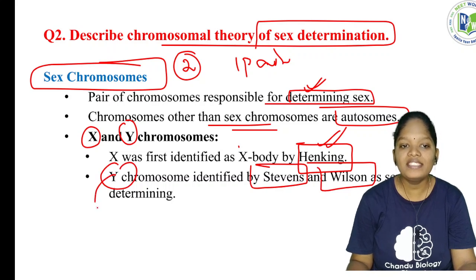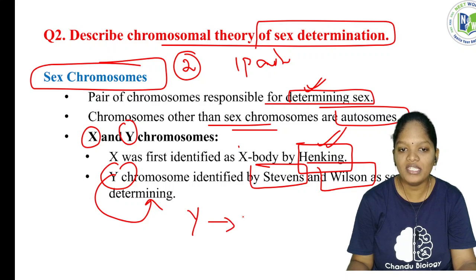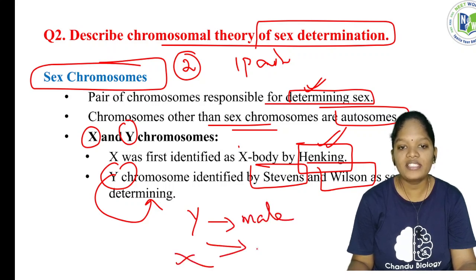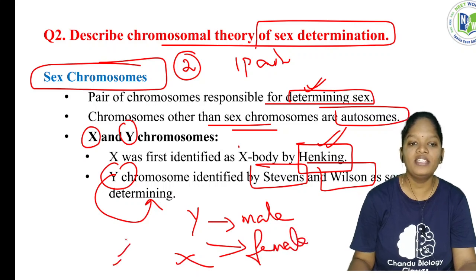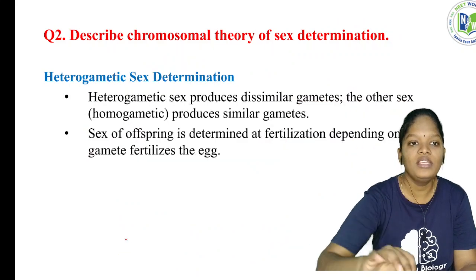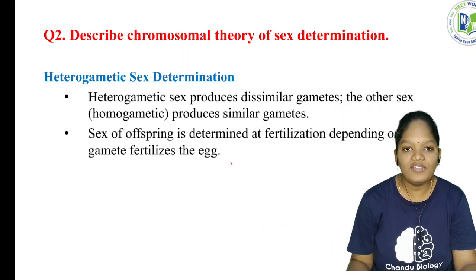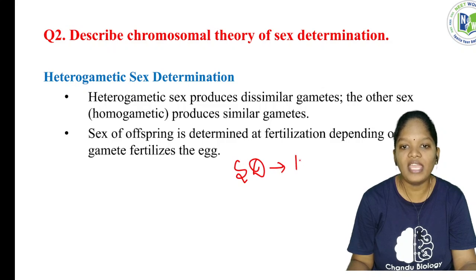Okay, and this is sex determining, which means what? If the Y chromosome is present, that particular body is considered a male. If it is absent, it is considered a female. So this is the decider of the sex. Basically, we can classify this sex determination as heterogametic.